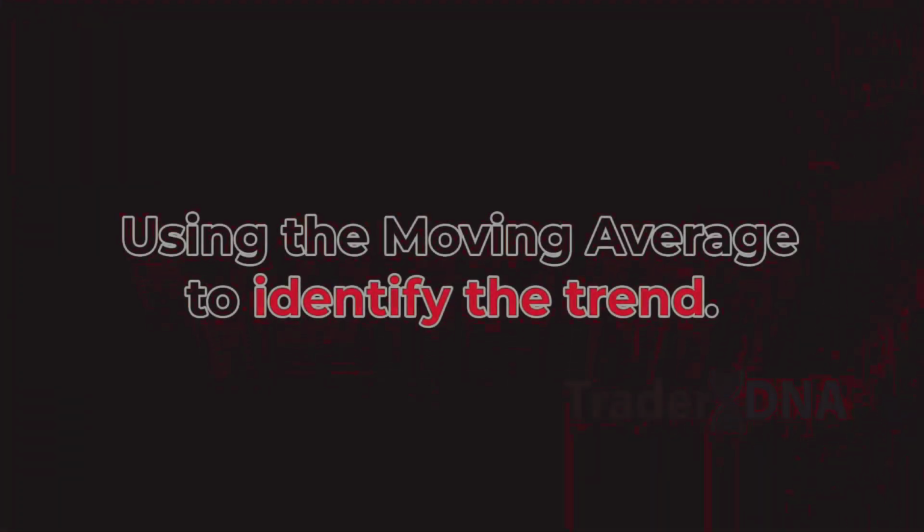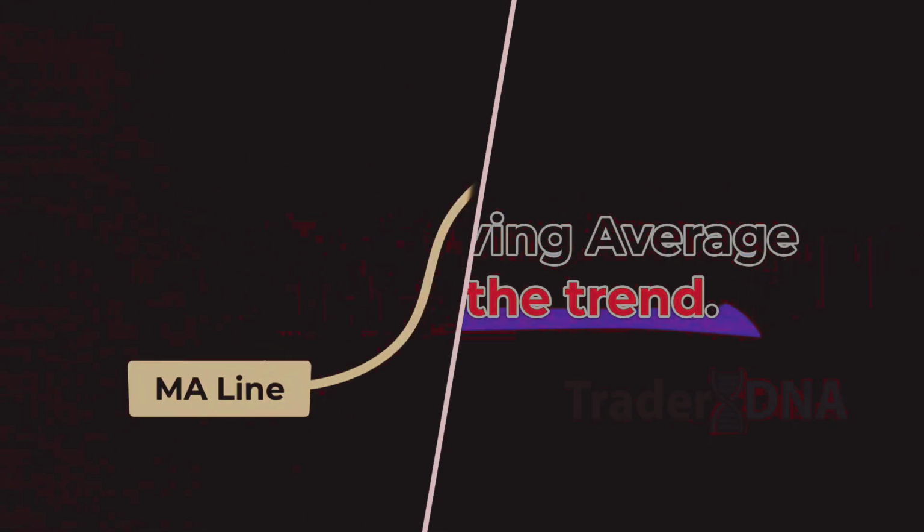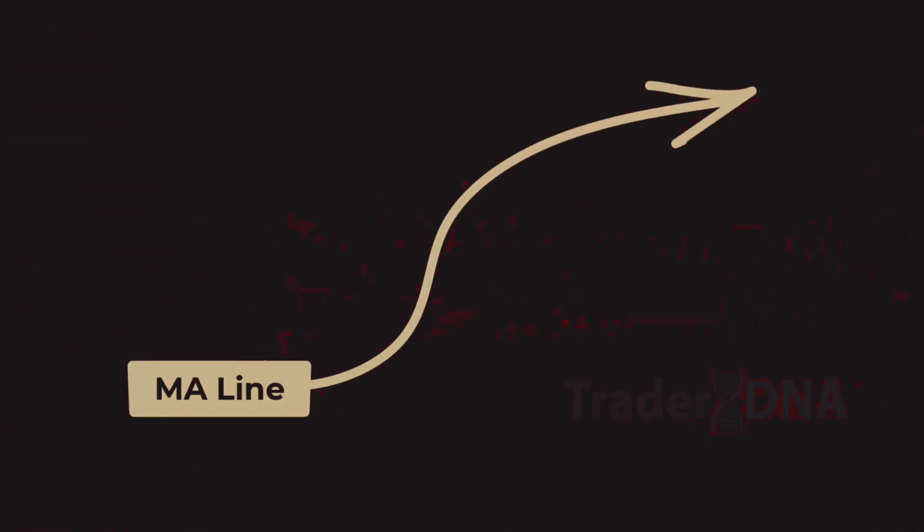We're talking about using the moving average to identify the trend. Now, a lot of traders think, oh, the moving average is pointing up, so that must mean we're in an uptrend. But that's not always true, and that's exactly where so many traders get it wrong.